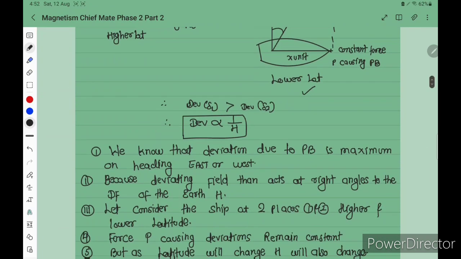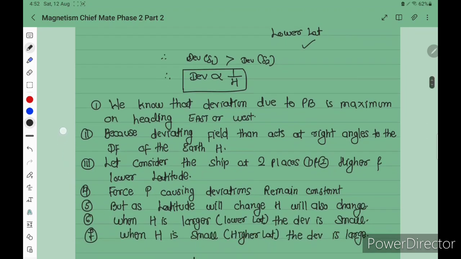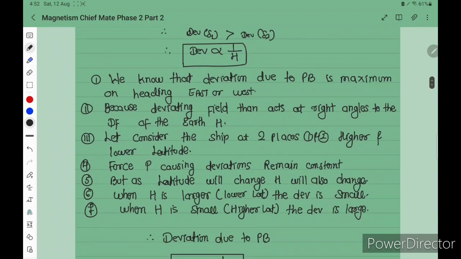So deviation is inversely proportional to the horizontal component. Let's explain how. We know that the deviation due to PB is the maximum on heading east or west, because the deviating field acts at right angle to the DF of the earth's horizontal component.